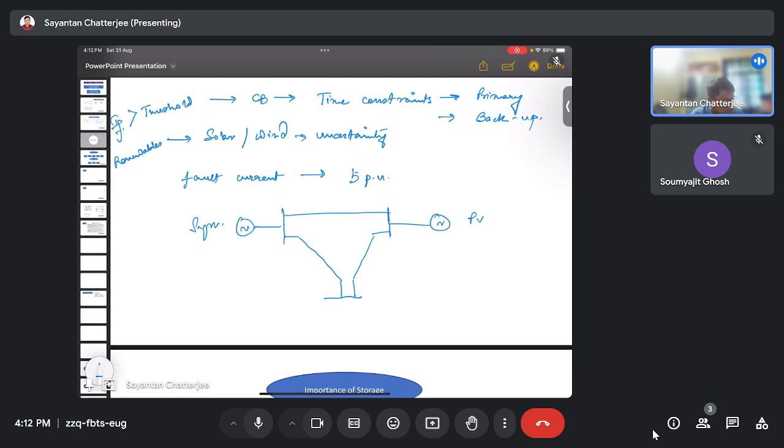Okay. So suppose here we have loads. Here we have breakers in place in these positions, which are operated by the switch sensors. That means they have the relays which sense the fault currents, and based on that they send the trip command to these breakers.